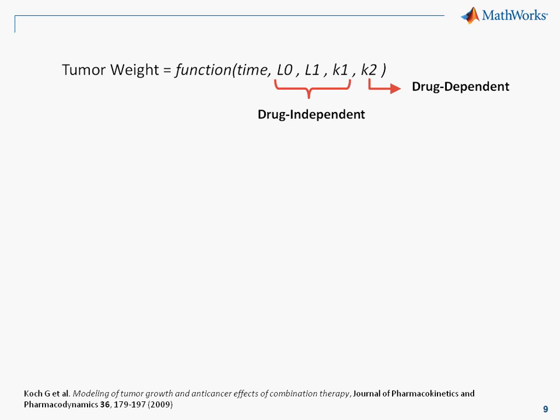Lambda 0 governs the tumor growth rate during its initial exponential growth phase. Lambda 1 governs the tumor growth rate during its linear growth phase. And K1 describes the transition rate between compartments of non-proliferating cells. And in English, this describes how quickly cells die. The last parameter, K2, is specific to the drug being administered and describes the potency of that drug.